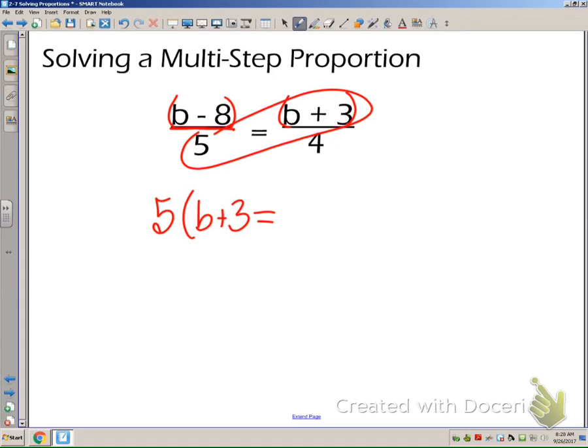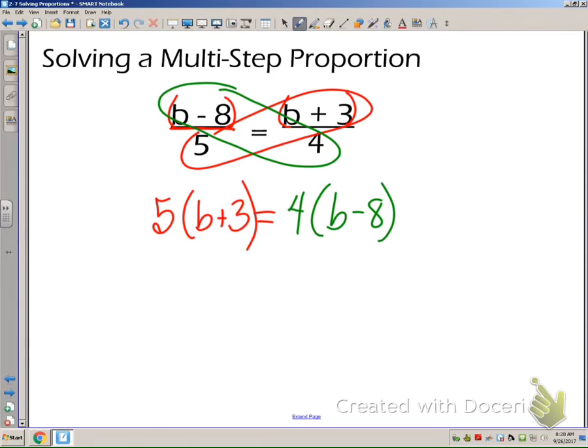Is equal to 4 times B, the group of B minus 8. So now, written like that, it's easy to understand that we distribute. Now let's go ahead and do the distributing. 5 times B is 5B. 5 times 3 is a positive 15.